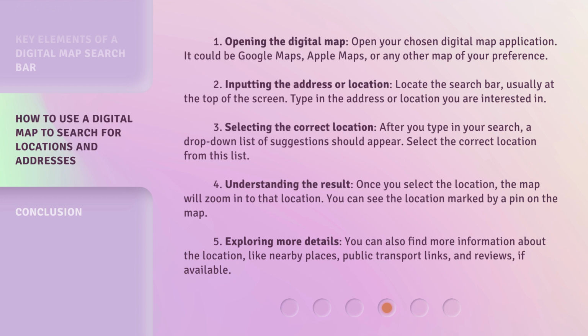3. Selecting the correct location. After you type in your search, a drop-down list of suggestions should appear. Select the correct location from this list. 4. Understanding the result. Once you select the location, the map will zoom in to that location. You can see the location marked by a pin on the map. 5. Exploring more details. You can also find more information about the location, like nearby places, public transport links, and reviews, if available.